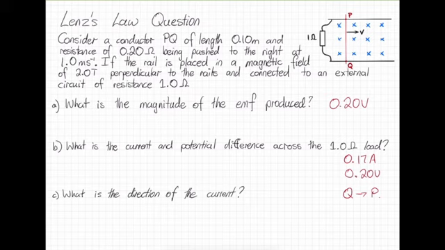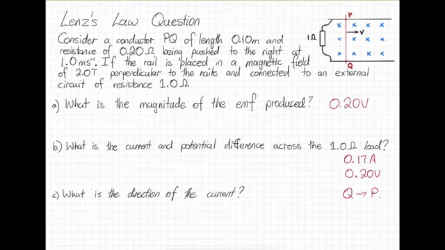Now working through some Lenz's law questions, we're going to consider a conductor PQ of length 0.10 meters and resistance of 0.20 ohms, being pushed to the right at 1 meter per second. If the rail is placed in a magnetic field of 2 Tesla, perpendicular to the rails and connected to an external circuit of a resistance 1 ohm, what is the magnitude of the EMF produced?